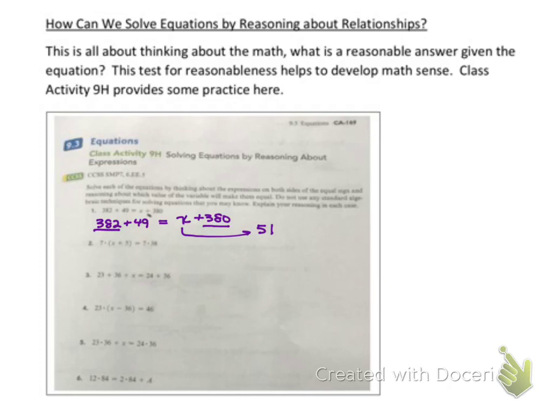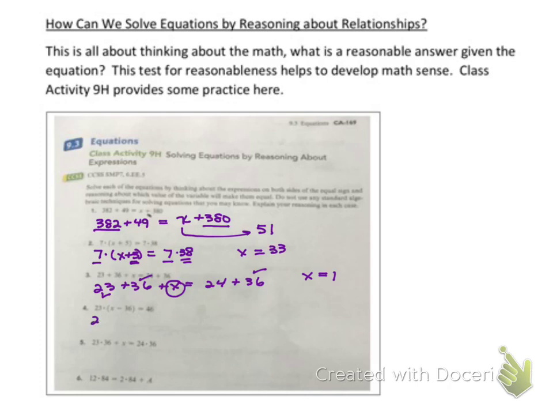Okay, so look at this next one. This says 7, the dot means multiplication, and then you have x plus 5 equals 7 times 38. Okay, so let's think about this. They both have 7s. In here, I have a 5. Over here, I have a 38. How do I get from 5 to 38? I'm going to add 33. Okay, so that will get me balanced. So the next one, we'll do a couple more. This is 23 plus 36 plus x equals 24 plus 36. Okay, so go for the matching. This matches this. Ooh, 23 is 1 less than 24. Therefore, this x must be 1 to balance that out.